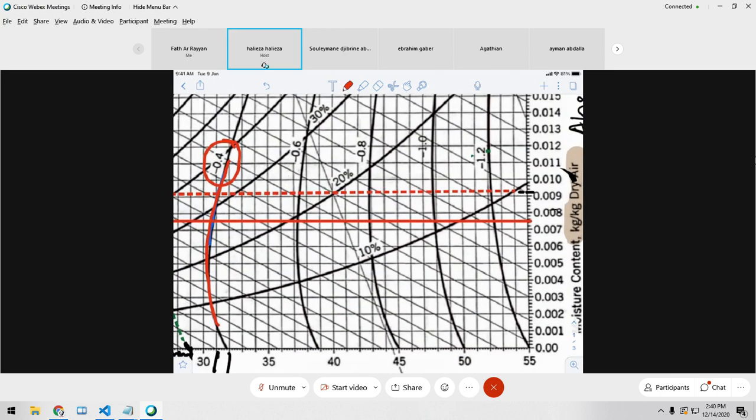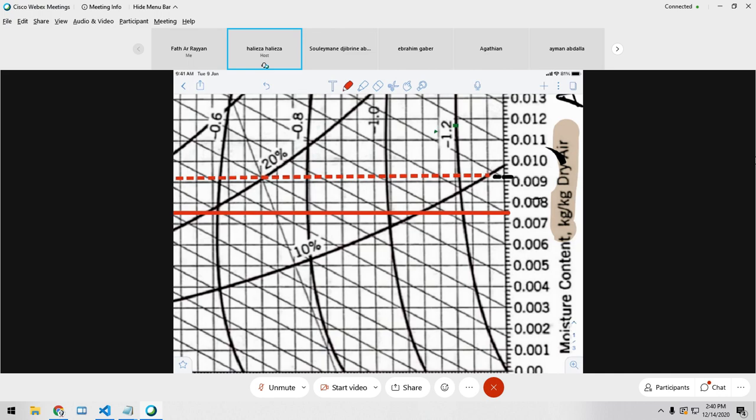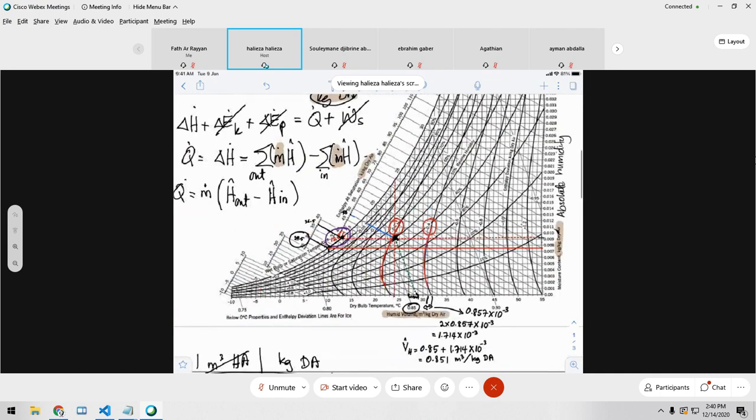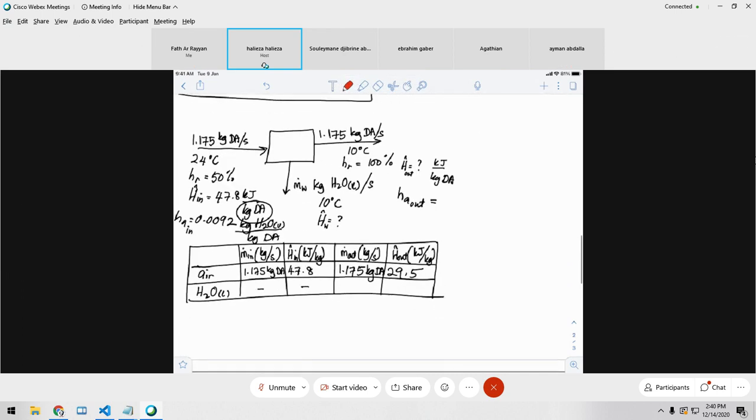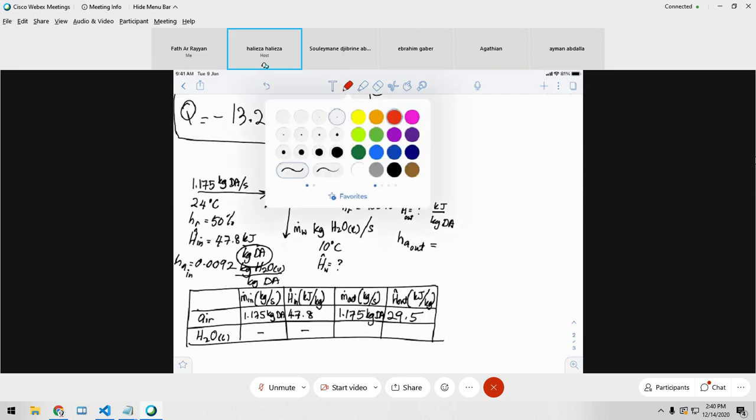0.00775 roughly. Anybody dispute that value? I estimate it to be 0.0075 roughly. Okay, you don't have to get it that exact. Thank you, Nabila. So that is your amount of water in the air coming out.